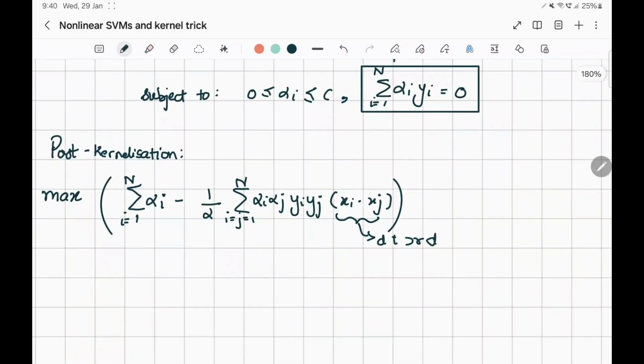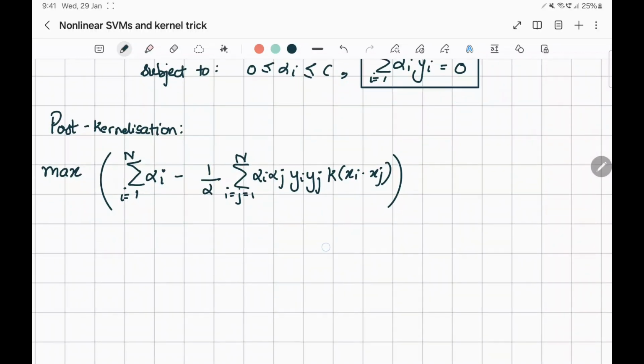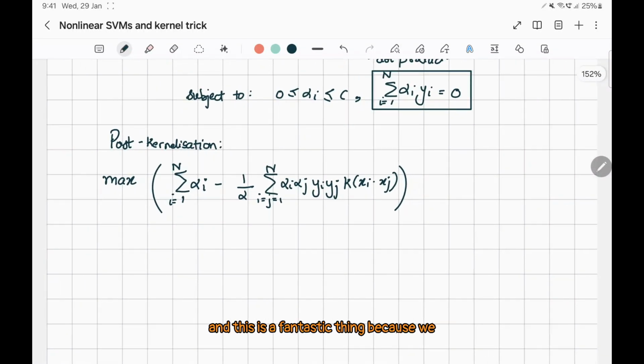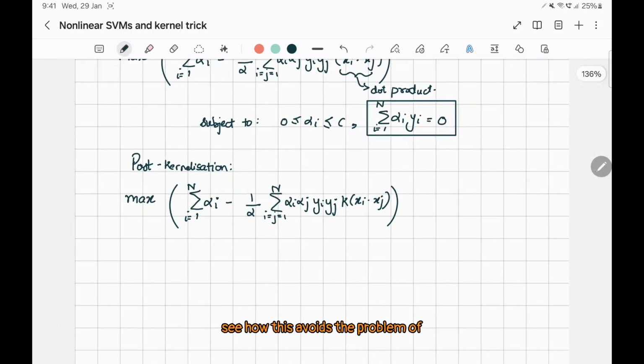So instead of this, now what we'll have is this, and this is a fantastic thing because we can do linear separation in a hidden high dimensional space while staying in the space for original computation. So you see how this avoids the problem of making it computationally expensive, right? And this is essentially all there is to it.